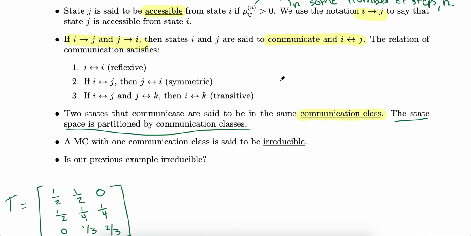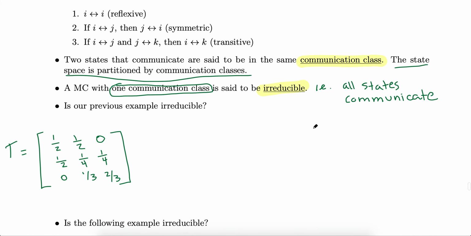It's this idea of a Markov chain being irreducible. When we say it's irreducible, we just mean it has one communication class. So if we have one communication class, it means all our states communicate with each other, i.e., all states communicate. So if you can get from one state to any other state in your particular Markov chain, then that chain is called irreducible. And we're going to require that later on.